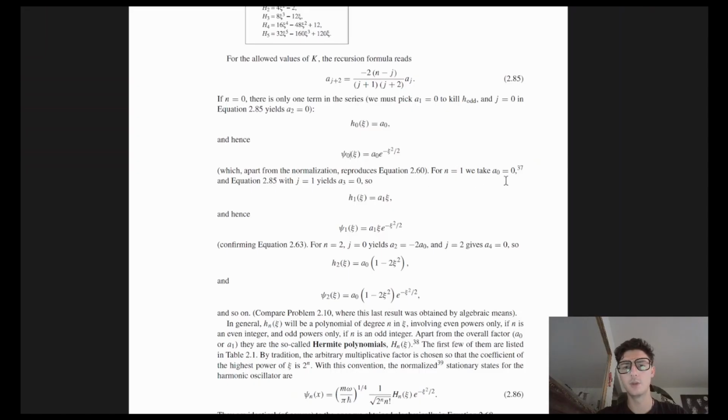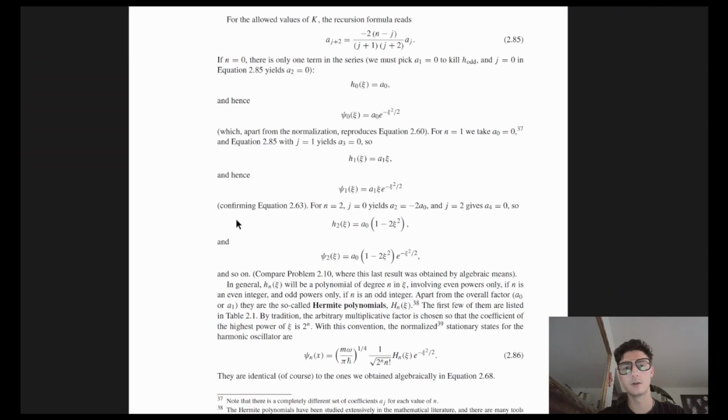For n equals 1, we take a0 equals 0, and equation 2.85 with j equals 1 yields a3 equals 0. So H1 of xi is equal to a1 xi, and hence psi 1 of xi is equal to a1 xi e to the power of minus xi squared over 2. Confirm equation 2.46. For n equals 2, j equals 0 yields a2 equals minus 2 a0, and j equals 2 gives a4 equals 0. So, okay, I guess I see what's going on here.